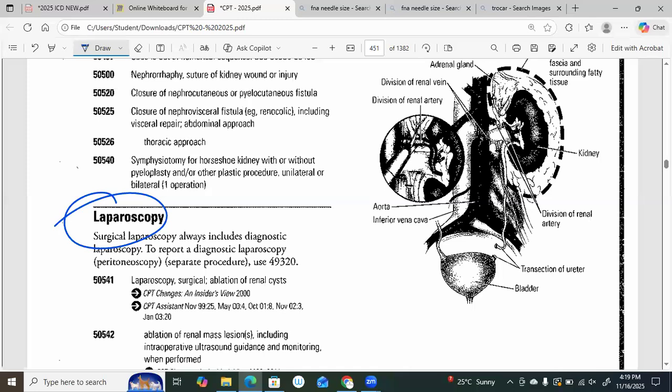Okay, next procedure is symphysiotomy. Symphysiotomy is majorly performed after the pyeloplasty to improve the drainage so that there should not be a blockage. Then we are going to do the symphysiotomy for the horseshoe kidney. So the surgeon is just removing the horseshoe connections. That is 50540. Next we have laparoscopy.